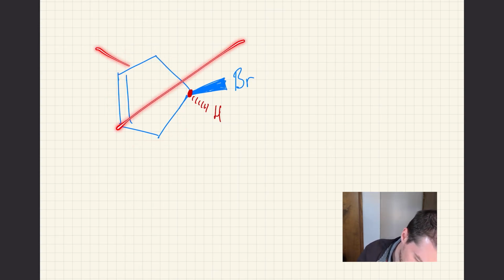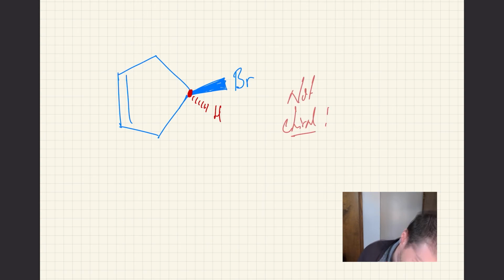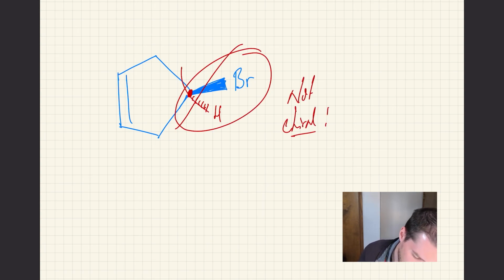So this is not chiral. So there's nothing else for us to do. That is not a chiral carbon. All right, I just want to show it on there so that you can see what something that isn't chiral looks like, even though it appears that it might be chiral.